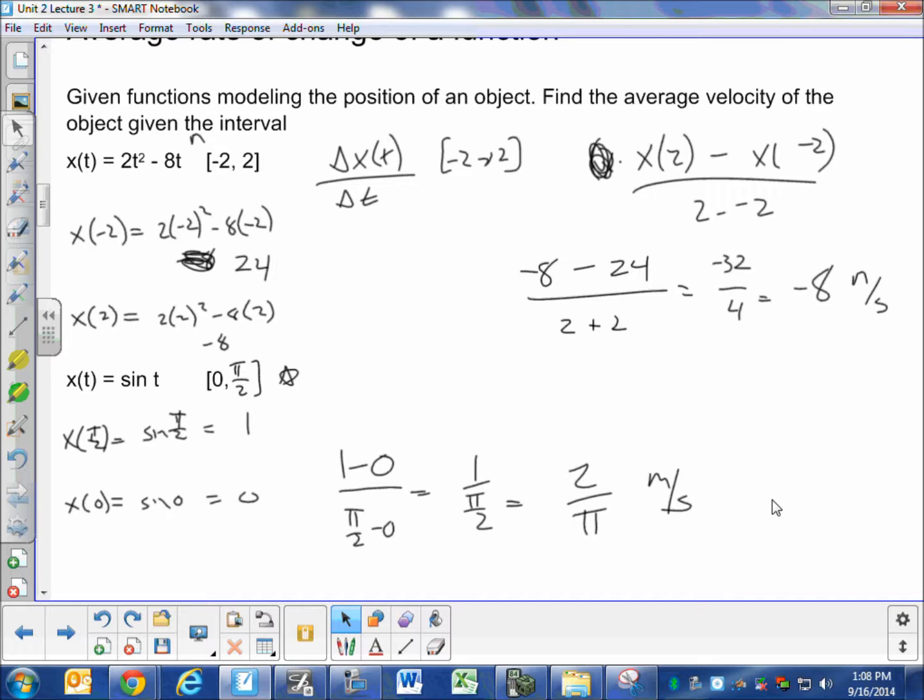Check your answer with the neighbor. Make sure you have your y values over your x values. I get 2 over pi because it's 1 over pi over 2. Make sure you keep things in order. Make sure if you have pi over 2 first, you put 1 first. Make sure if you put 0 second, you put the other 0 second.